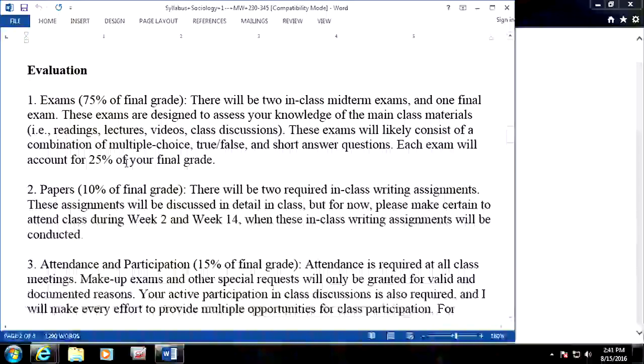Okay. And then 10% for these little papers. They're not really papers. We're gonna do a little writing exercise in here, probably on Wednesday. And that'll be the first one. And if you're here and you do it, you get credit for it. And then the second one we'll do later in the class. They're writing exercises more than papers. And then attendance and participation.